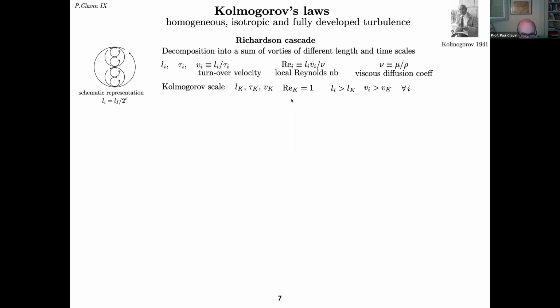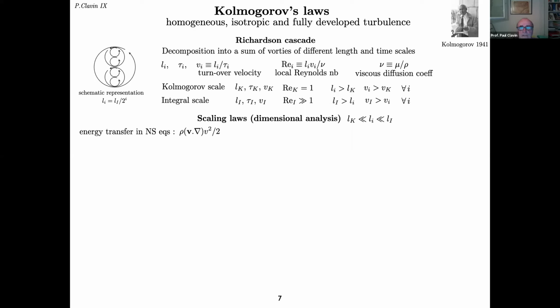Now, you have also in the turbulence what is called the integral scale, represented by a subscript capital I, and the Kolmogorov scale is represented by a subscript capital K. When you consider very strongly turbulent flow, the Reynolds number for this larger scale in your flow field is much larger than 1.